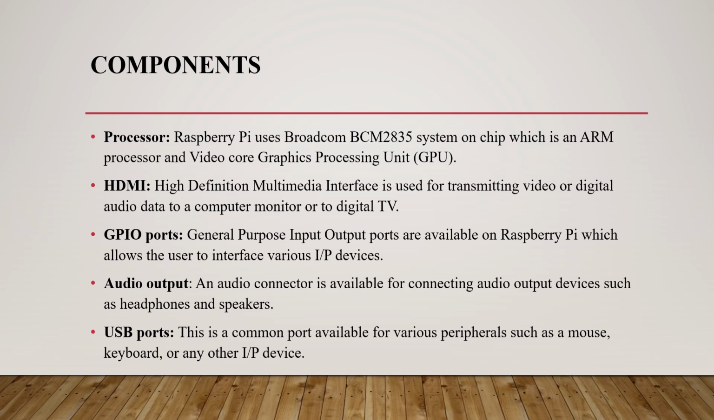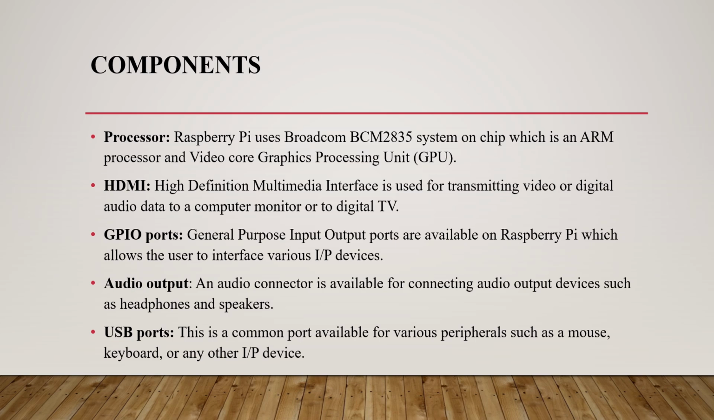So let us see what the components of Raspberry Pi are. It consists of the processor, HDMI cable, GPIO ports, audio output, and USB ports. The processor: Raspberry Pi uses the Broadcom BCM2835 system on chip. It is an ARM processor and it also has a VideoCore GPU, that is graphics processing unit. HDMI cable: the acronym HDMI stands for High Definition Multimedia Interface, which is used for transmitting video or digital audio data to a computer or a digital TV.